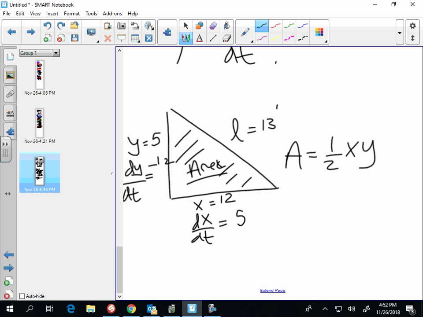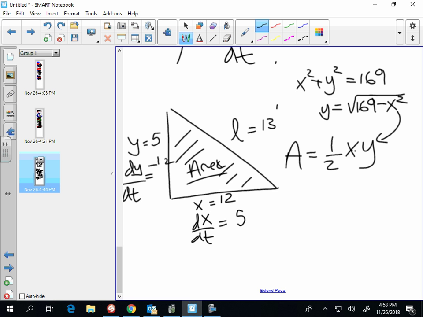Now, when I take the derivative here, I have two choices. I can use a helping equation like x squared plus y squared equals 169. But then when I solve for y, I've got this nasty thing to deal with. I don't want to plug this in here and then have to take the derivative of that. This is a situation where I would much prefer to have two variables present and to use the product rule.